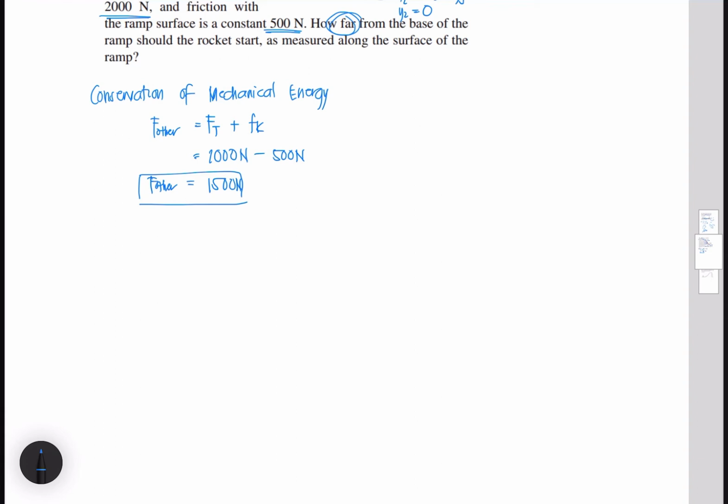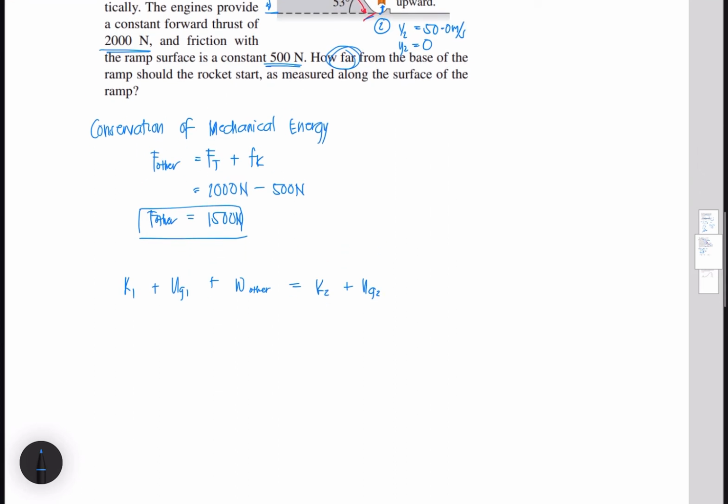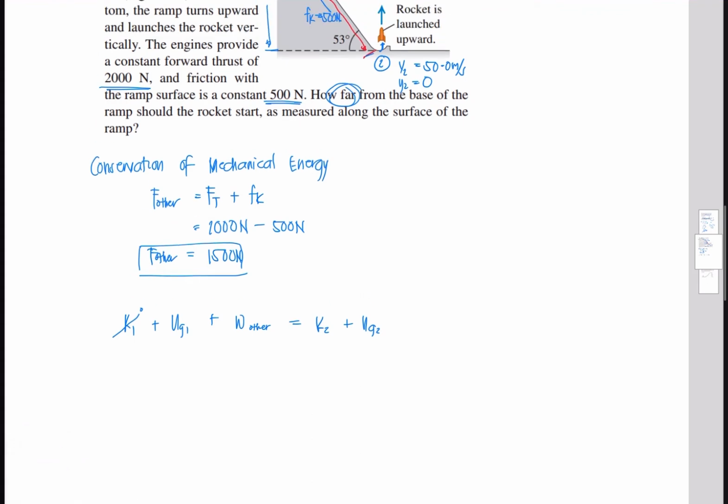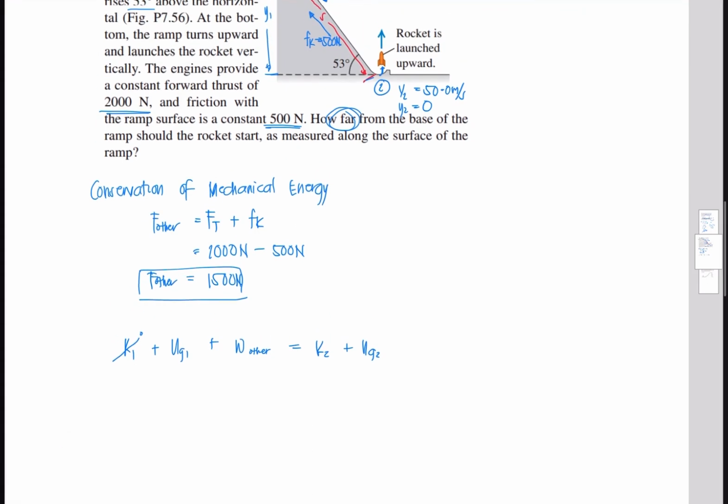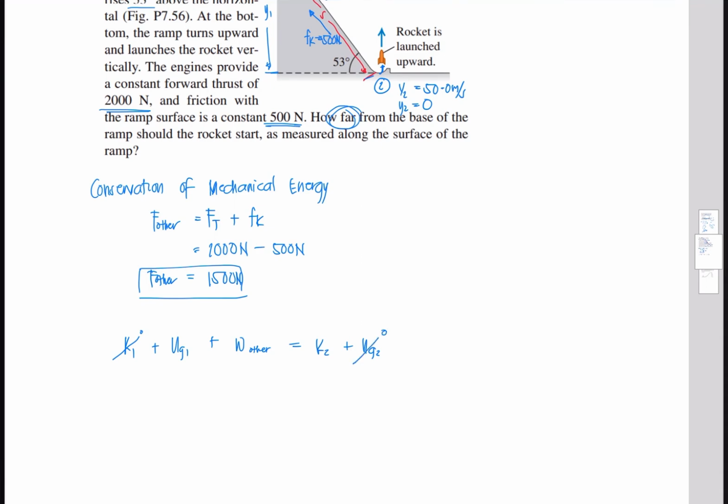Okay, now, if you are going to substitute already, we have there K1 plus, and so meron tayong change in potential energy. So we have there UG1 plus the work done by the other forces, and then that is equal to the kinetic energy at the second point, and then the potential energy at the second point. Again, we cancel out immediately those which are equal to 0. And so it started from rest, therefore we can say that K1 is equal to 0. And then the potential energy at point 2 is also equal to 0. Kasi nga, ayan, nasa ground na siya.